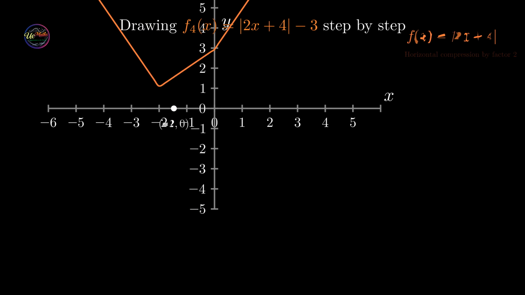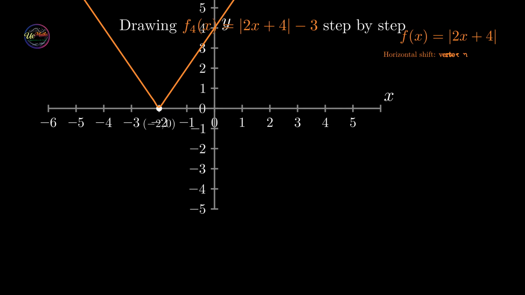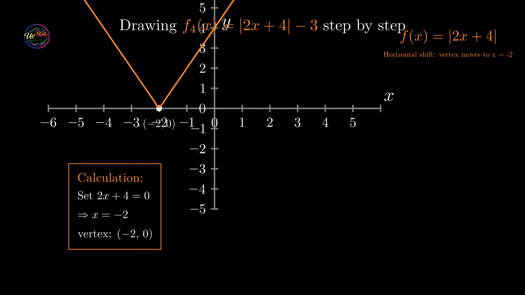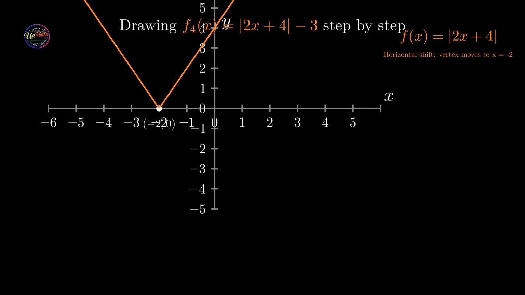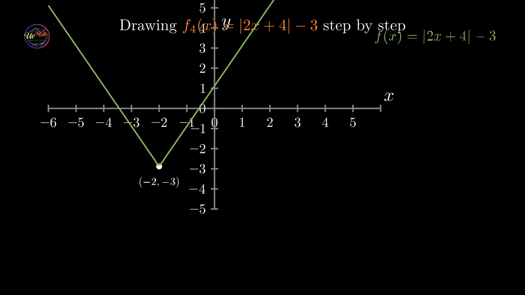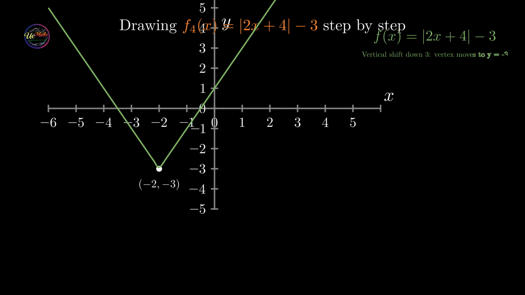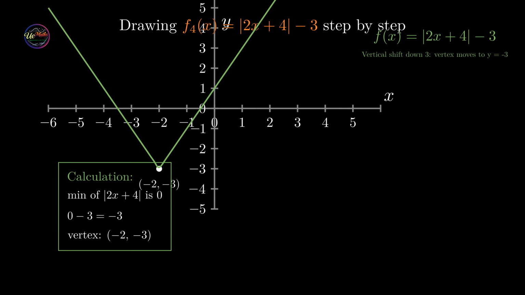Step 3. We replace 2x with 2x plus 4, giving absolute value of 2x plus 4. Setting 2x plus 4 equal to 0 gives x equals -2. So the vertex slides left, from the origin to the point -2, 0. This is a horizontal shift.